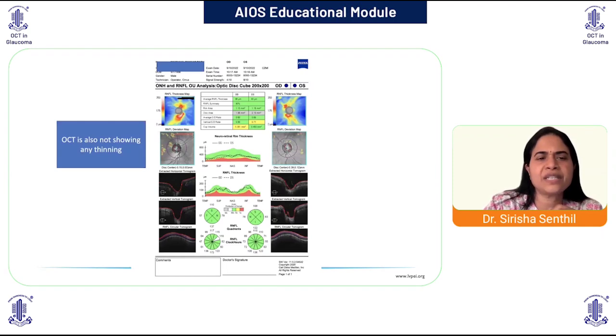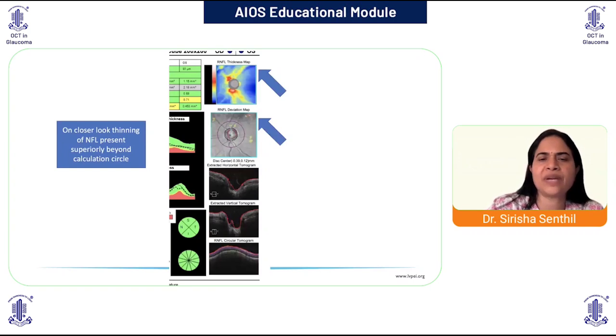Again, OCT here is not showing any thinning. When I say not showing anything, it is not showing any change in the RNFL quadrant as well as the glaucoma map. But on a closer evaluation, you can actually see some thinning that is present, shown by the arrow here. So there is a superior temporal thinning that is present, but that defect is not reaching until the disc margin. And remember, the OCT actually measures the RNFL thinning in the calculation circle. And since this NFL thinning has not reached the area of the calculation circle, the device is not able to pick up the changes.